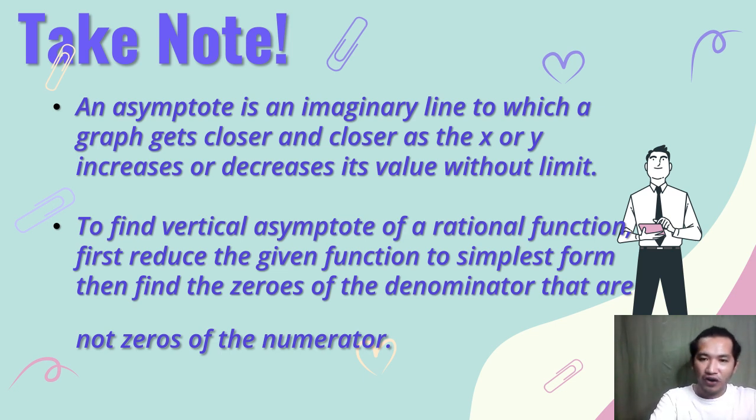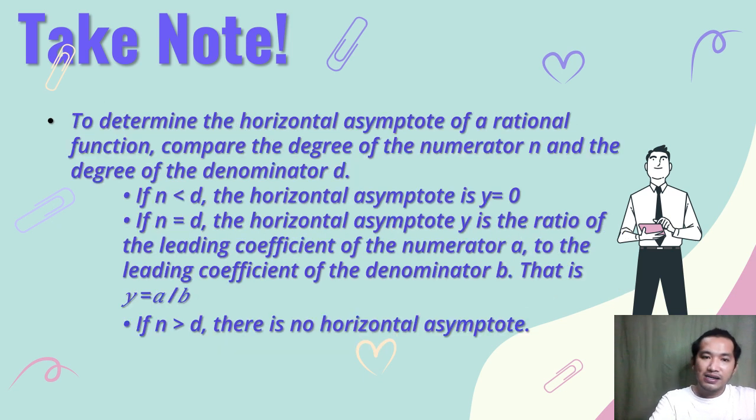Okay, my forever. To find vertical asymptote of the rational function, first reduce the given function to simplest form, then find the zeros of the denominator that are not zeros of the numerator. Okay? To determine the horizontal asymptote of the rational function, compare the degree of the numerator n and the degree of the denominator d. Okay?